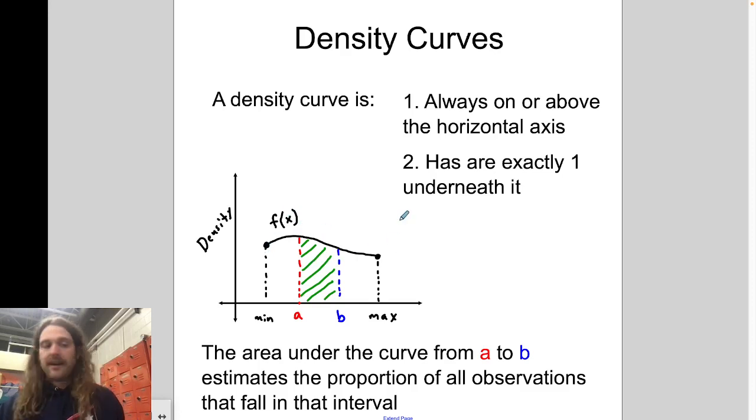Okay, so recap. The area under the total thing has to be 1, but that green area is just the likelihood of something falling between those two events. So let's take a look at specific distributions here, and then we're going to see an example and do some calculations.